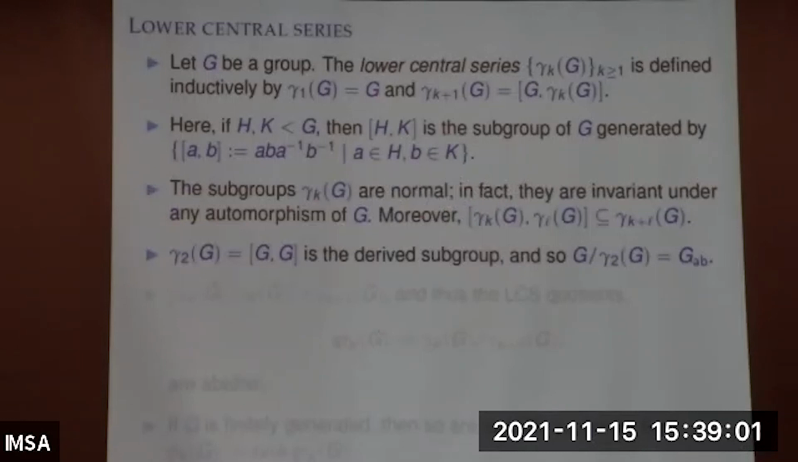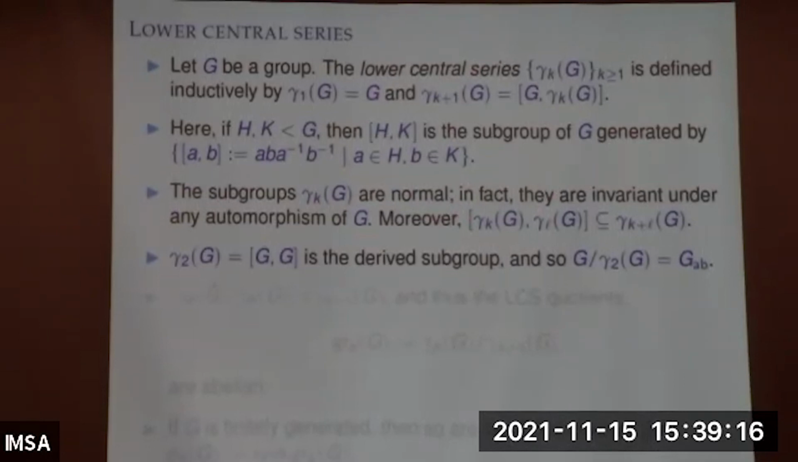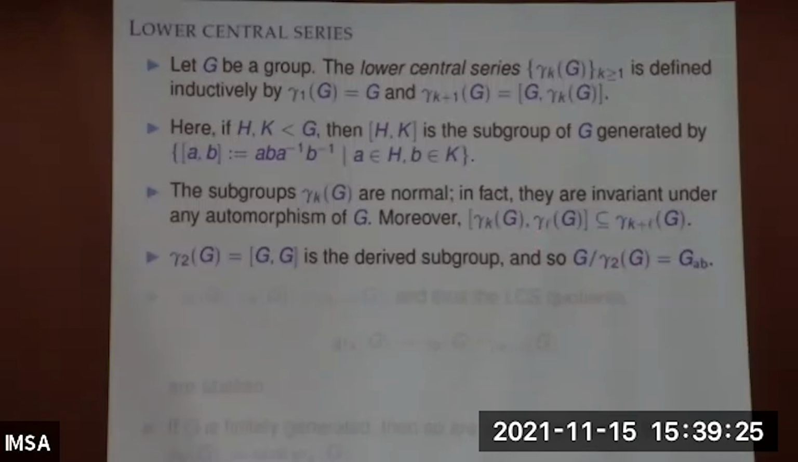So it gets smaller and smaller, right? It's a descending series. The terms of the series are normal subgroups. In fact, they are invariant under any automorphism. In fact, any homomorphism of groups takes one series to another series. And crucially, it satisfies the so-called multiplicative property. The bracket of gamma k with gamma l is contained in gamma k plus l. So if we take brackets, we will get deeper and deeper in this lower central series. In particular, the first one is gamma 2, which is just the commutator subgroup. So the first quotient, G over gamma 2, is just the abelianization.